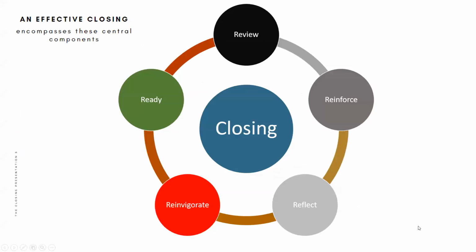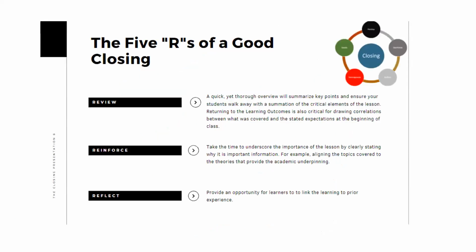Okay, so what I did is I actually took the Smart Art tool and I created this from the information that I went through and the research that I did. I created the 5 R's. So really an effective closing should encompass these central components: review, reinforcement, reflection, reinvigoration, and readiness. And I'm going to go through those. You're going to see this particular graphic throughout my presentation. So get used to seeing it.